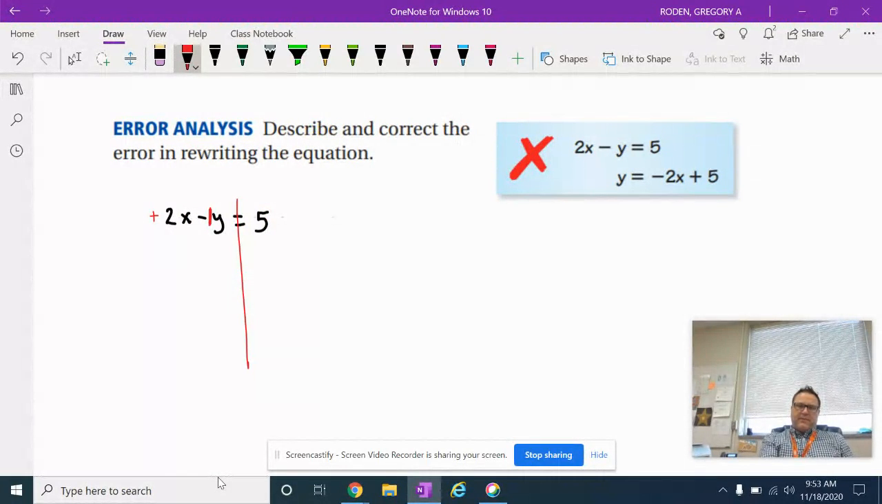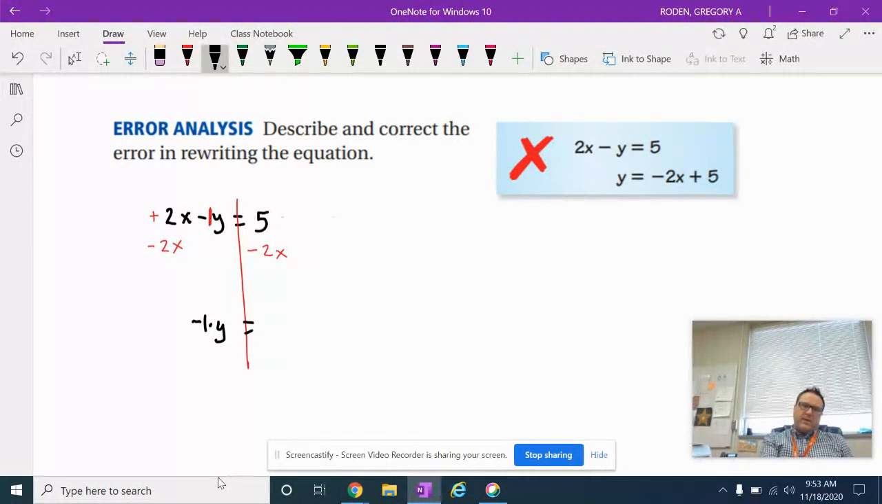So how do we get rid of a positive 2x? Well, we just simply subtract 2x from both sides. Now, when I do that, what do I get? I still have the negative 1 times y. This is really a negative 1 times y, and you just have to know there's a 1 there.